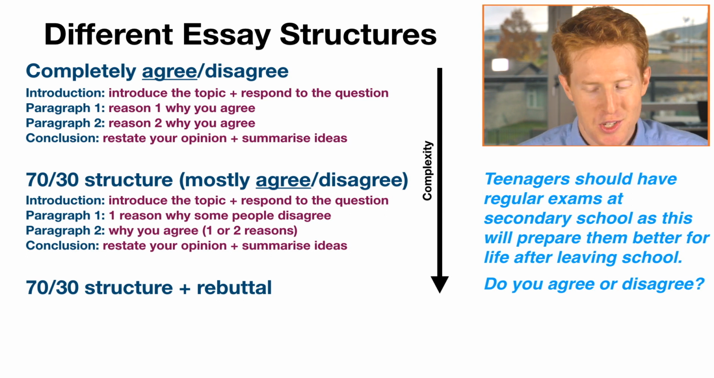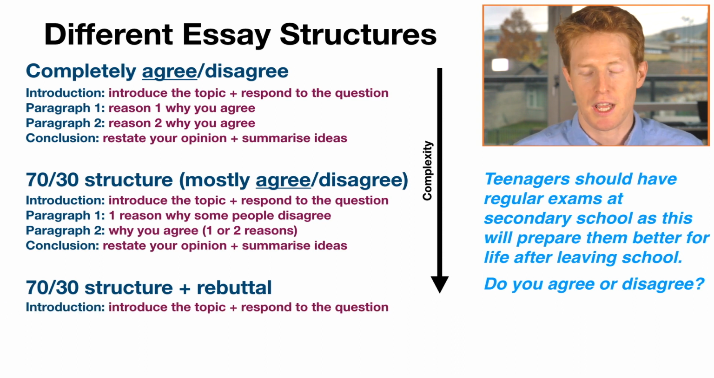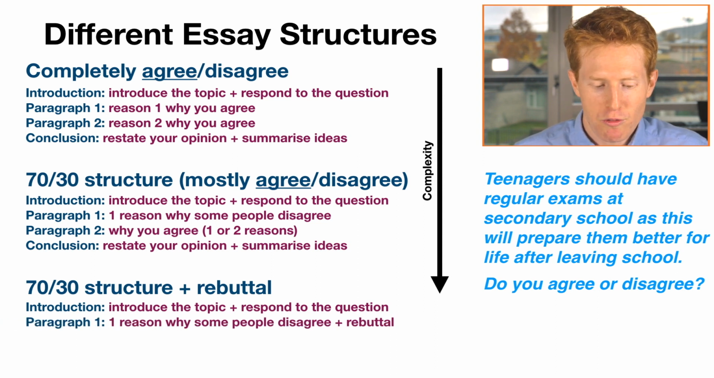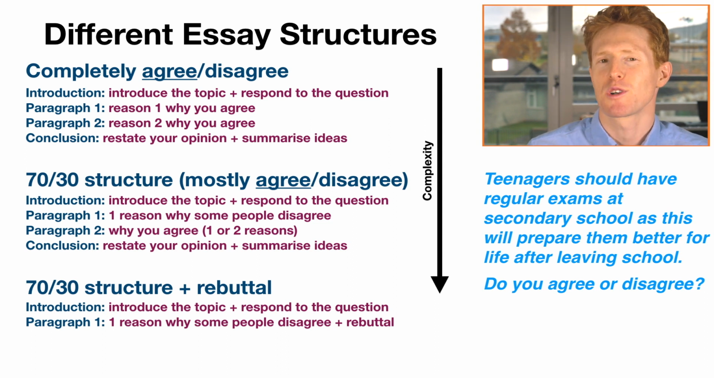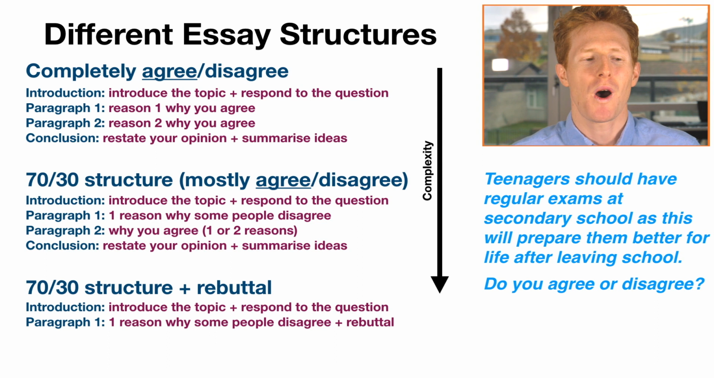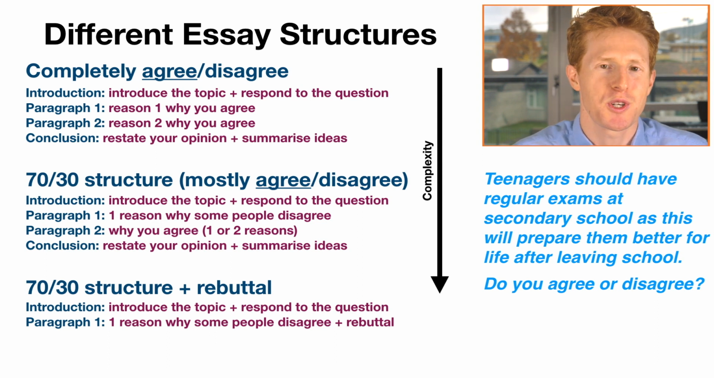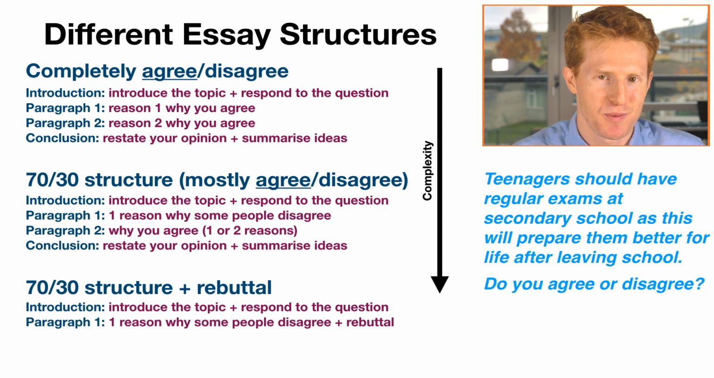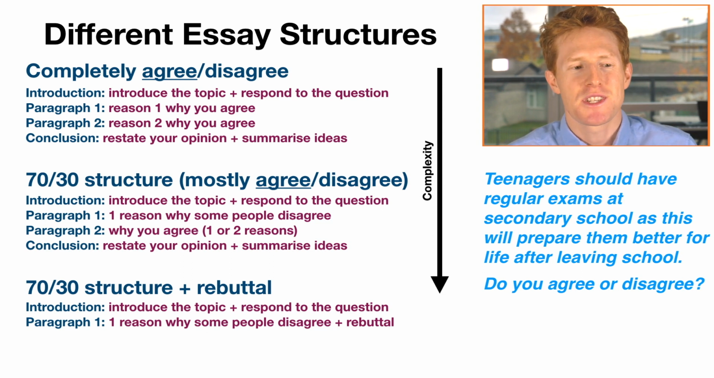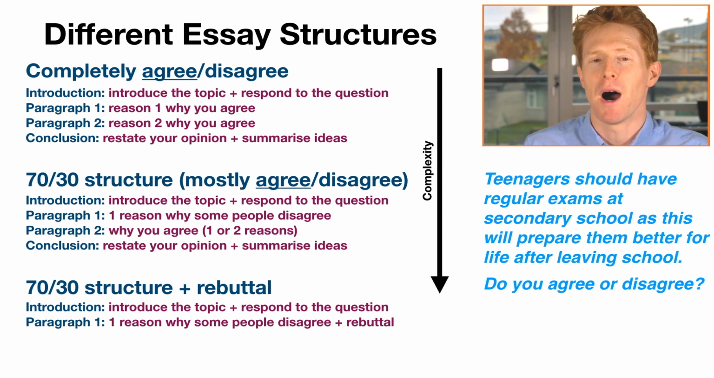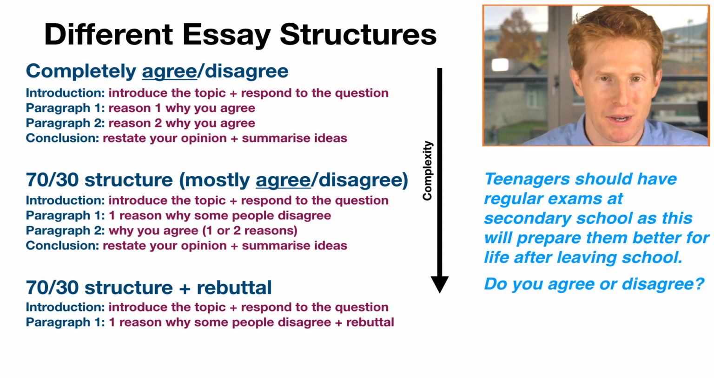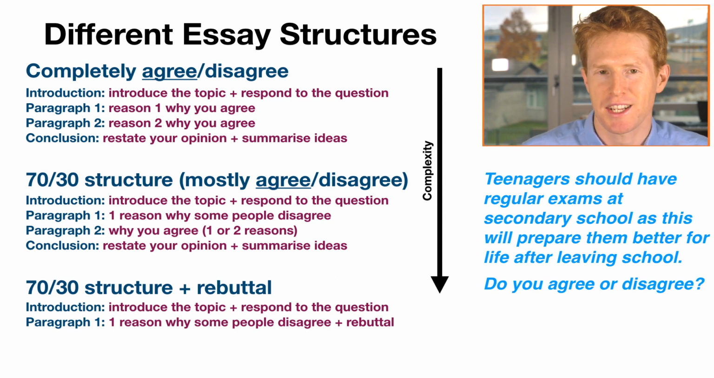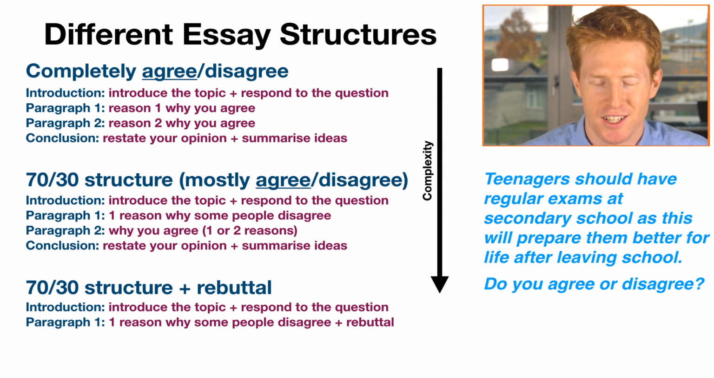Finally, we have the 70-30 structure with a rebuttal. So our introduction is the same. We simply introduce the topic and respond to the question. In paragraph 1, we mention again the reason why some people disagree, but then we have a rebuttal. Now, a rebuttal is when you say why you don't agree with the people that disagree with you. So for example, you can say, some people think that, but I don't agree with them because. So I don't agree with them because is a rebuttal. And it's a very powerful technique that you can use in IELTS writing task 2.